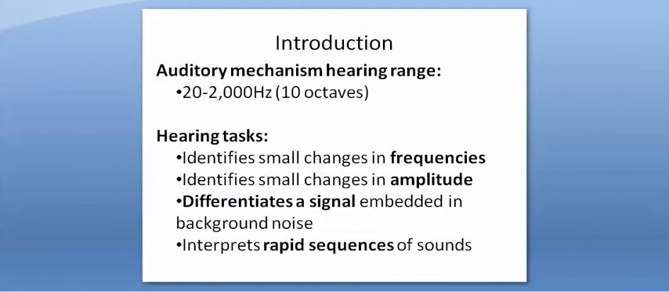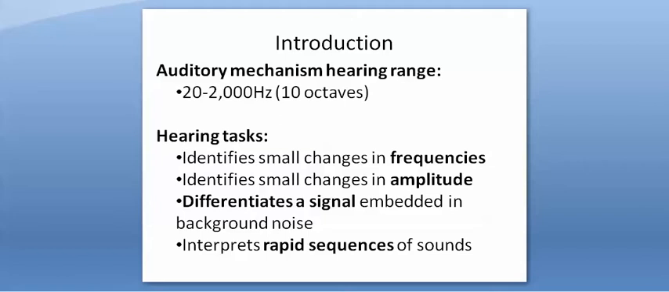To begin, I'm going to give you an overview or an introduction to physiology of audition. In general, the auditory mechanism can hear 10 octaves, being 20 hertz to 20,000 hertz.